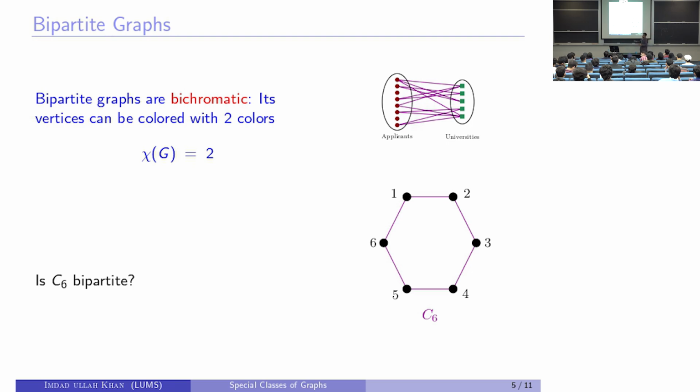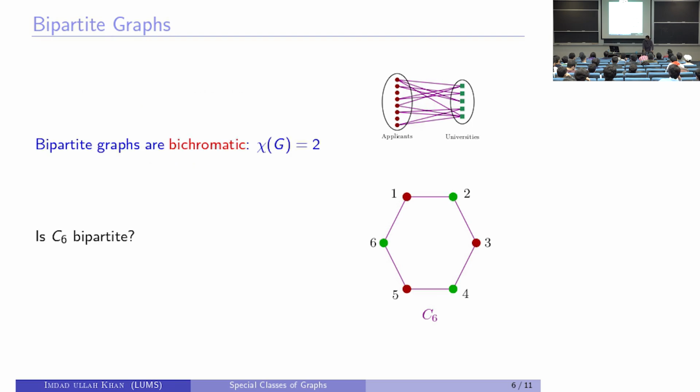Okay, look at this graph. Can I color the vertices of this graph such that no two adjacent vertices get the same color? Can I color it? Yes. What will be the colors? So color them with red and green, or red and blue, whatever you like. Yeah, give me a coloring. Red, green. So one is red, alternately coloring. 3 is red and then 5 is red, and 2, 4 and 6 are green.